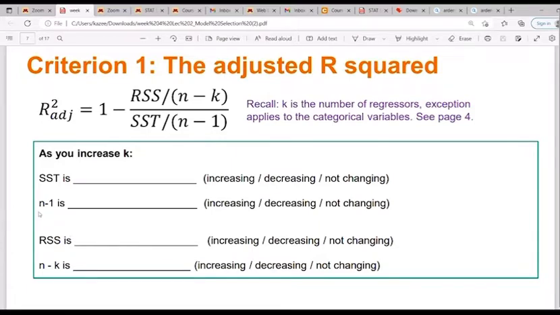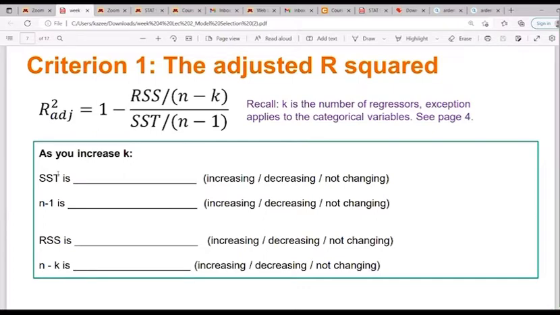Now, let me tell you, I'm going to answer the first one. When you talk about the SST, it is what we call the sum of squares total. And you know what? The sum of squares total is the variation around the response. I'm going to say that again.